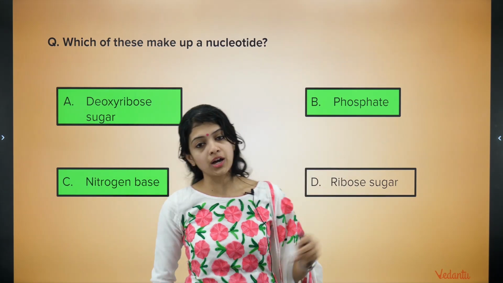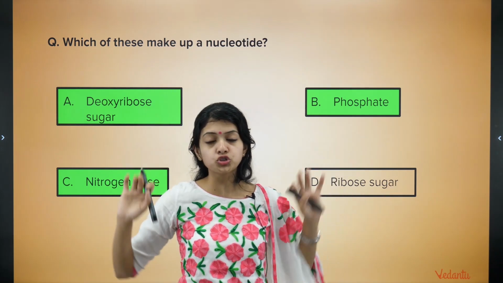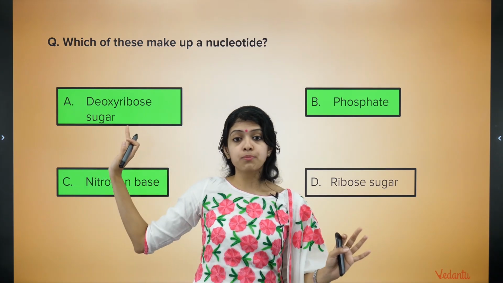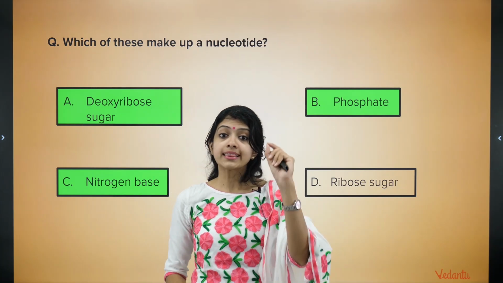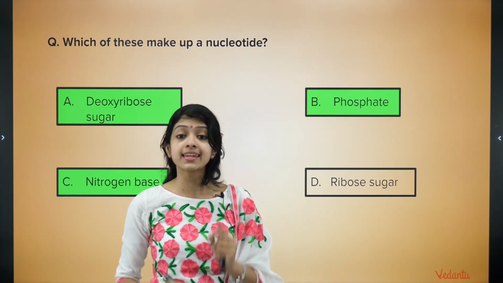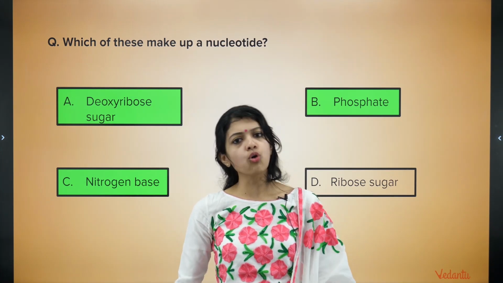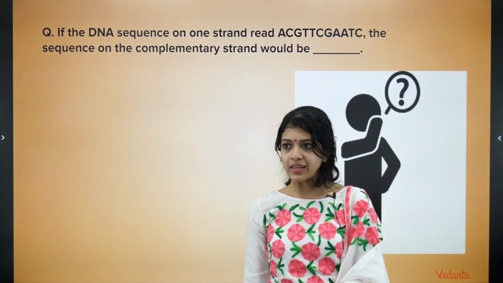What about ribose sugar? Why is that not the answer? Now, deoxyribose sugar and ribose sugar are two different types of sugars. Okay, deoxyribose sugar is present in DNA. Ribose sugar is in fact the type of sugar present in RNA, which is another type of genetic material. As of now, we are not concerned about that. DNA is all that we need to understand.